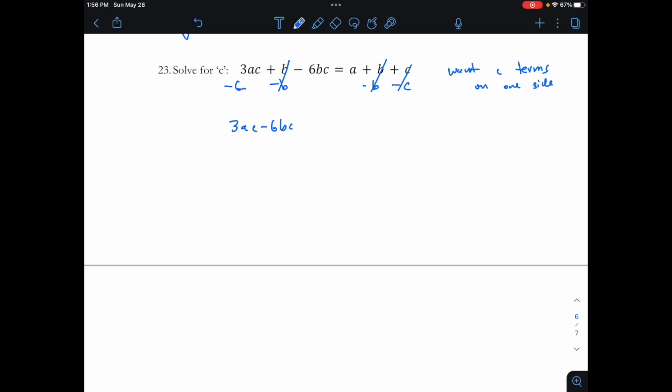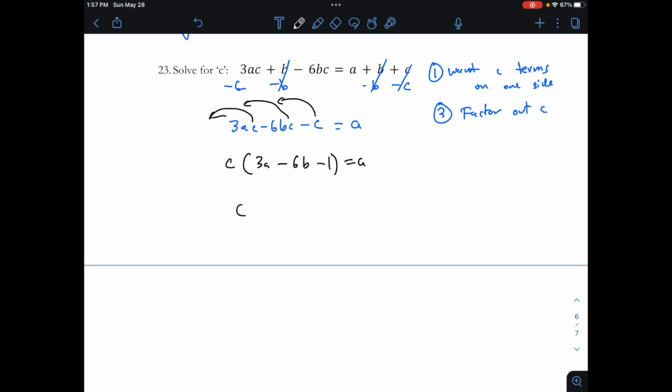Okay, we're going to get 3ac minus 6bc minus c equals a. Okay, now we can factor out c. This is our little trick here. Out comes c, and so you get c times 3a minus 6b minus 1 equals a. And then divide away everything and we get c equals a over 3a minus 6b minus 1. And we're done, okay?